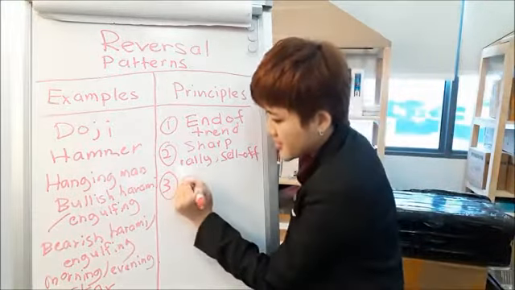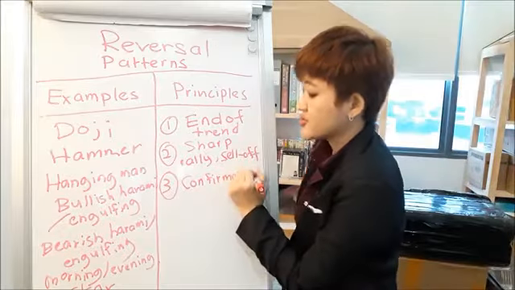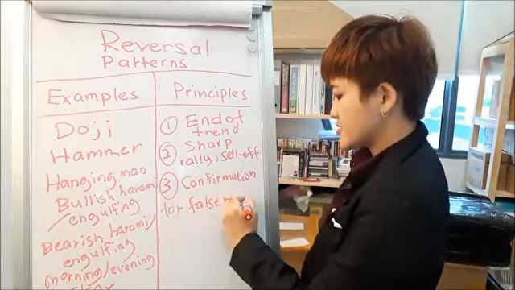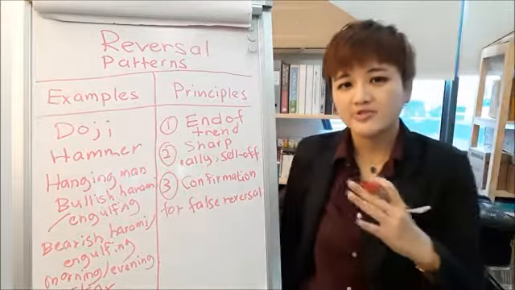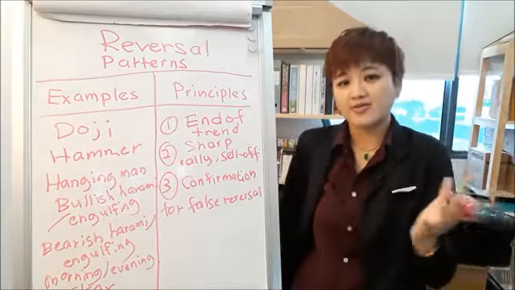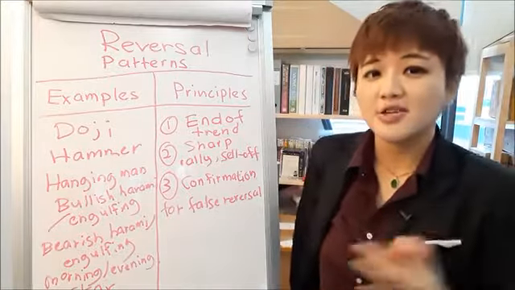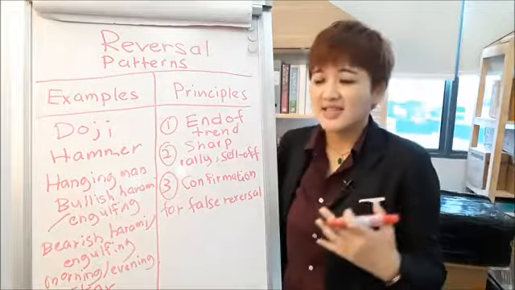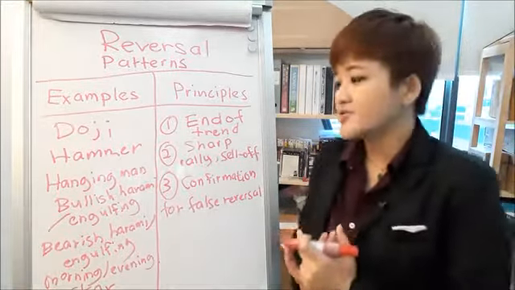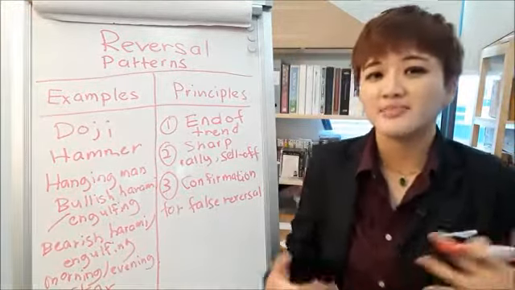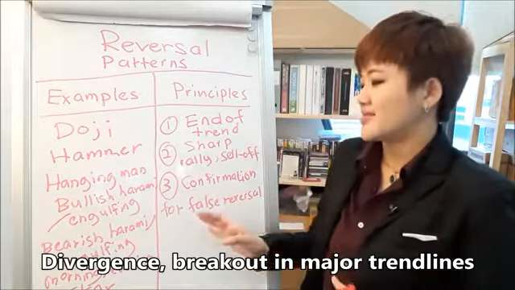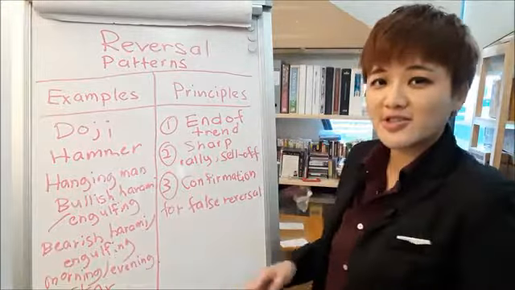And third thing, you need confirmation to spot the false reversals. Because sometimes price can retrace a little bit at the end of the downtrend, and then you'll be like, okay, the downtrend has ended. But then it turns out that it's not the end of the trend, but it is just a temporary retracement, and then it continues to go down. So you're gonna use different confirmation indicators, for example, divergence or a breakout in trend line to confirm, okay, this is a true reversal, it's not here to cheat me.